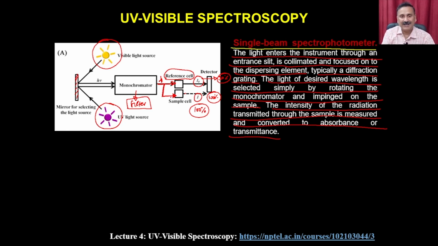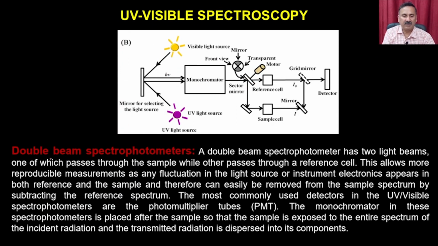But if there is any fluctuation in the direct light, you will not be able to map or measure that. So that is one of the drawbacks of working with the single beam spectrophotometer, and that's why you should have the double beam spectrophotometer. A double beam spectrophotometer has two light beams, one of which passes through the sample while the other passes through a reference cell.